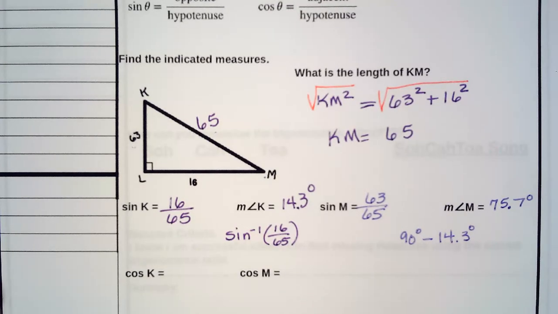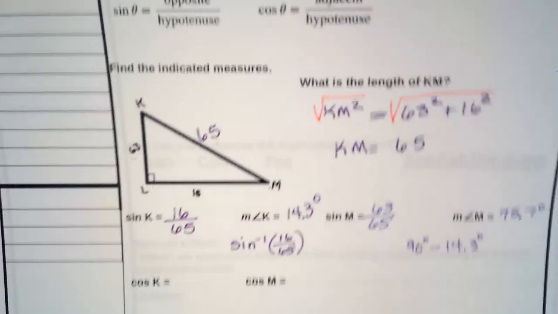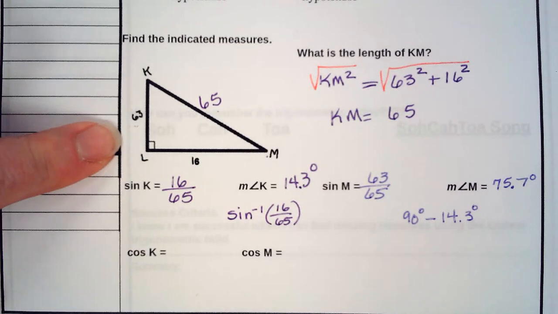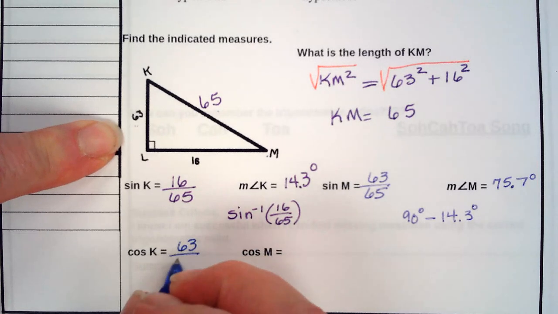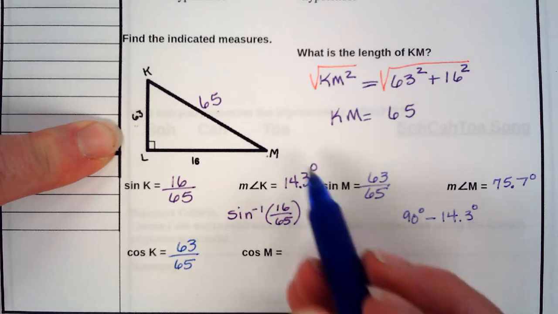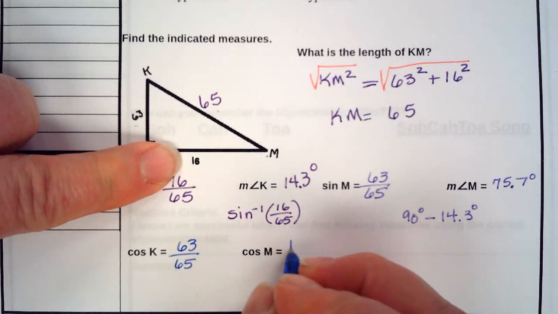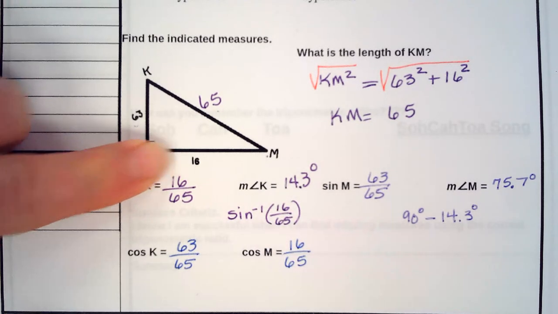Okay, what about the cosine? Looking up here, cosine is your adjacent over your hypotenuse. So if I'm looking at cosine of x, my adjacent is 63 and my hypotenuse is 65. If I come down to the cosine of m, my adjacent is 16 and my hypotenuse is 65.